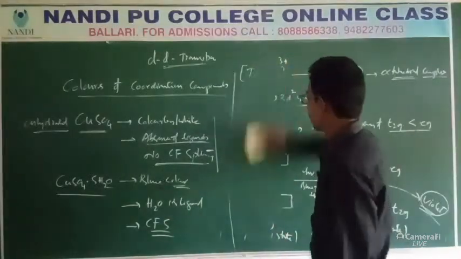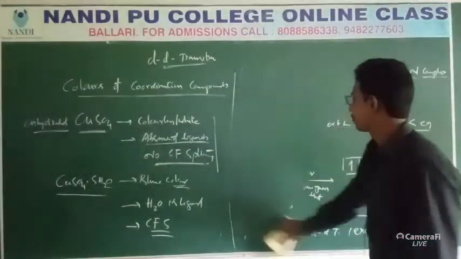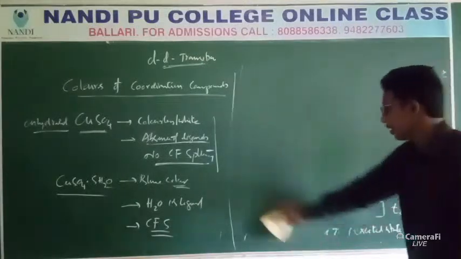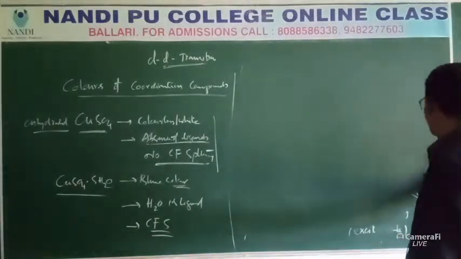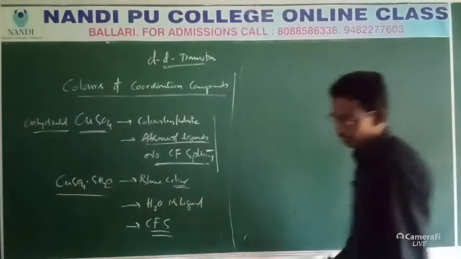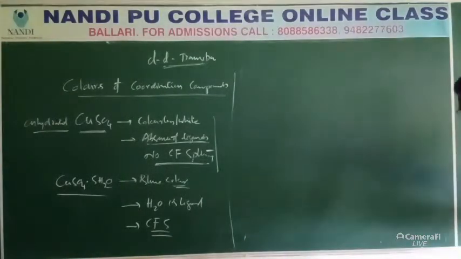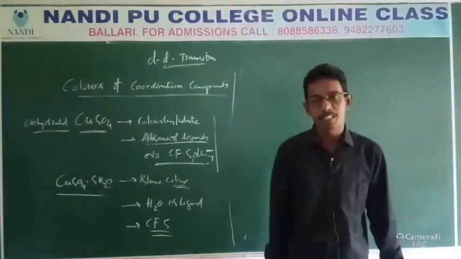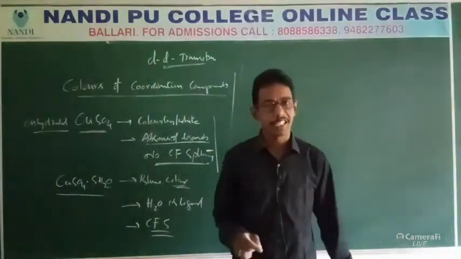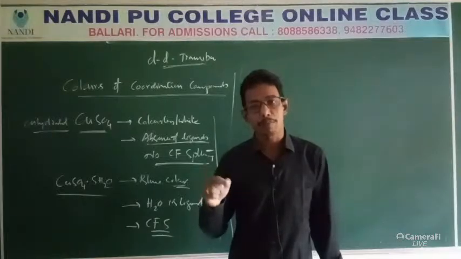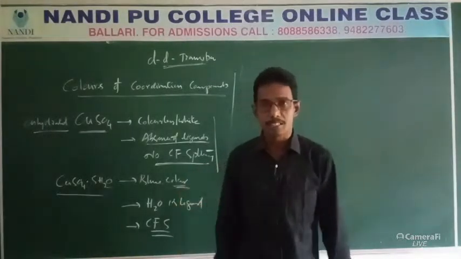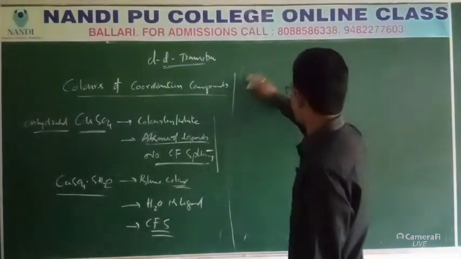Okay children. Next, one more. Generally these colors depend on, as we discussed earlier, the oxidation state and the number of ligands. This color depends on the oxidation state of the central metal or the number of unpaired electrons in the d subshell. And I will give you examples, children.